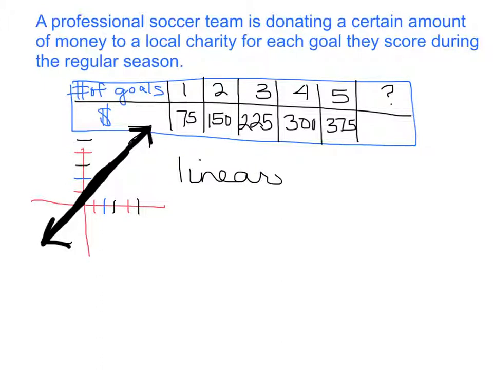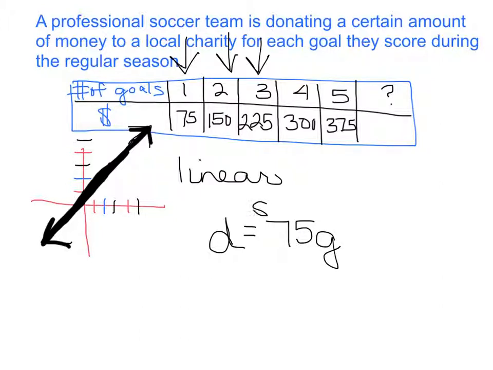So now you want to write an equation that describes what is happening. So for every goal that they are making, they are donating $75. So for 1 goal, it's 75. For 2, it's 150. So the dollar amount, D, is $75 times whatever the number of goals is.